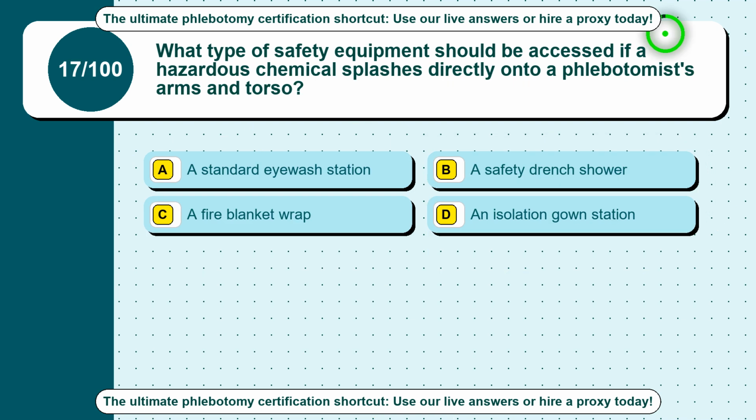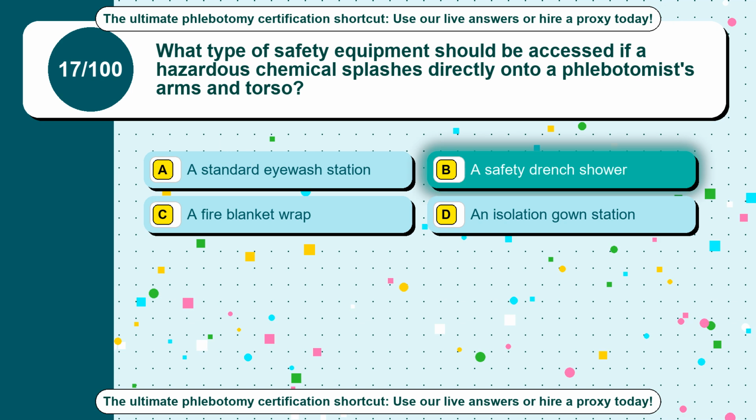Question 17. What type of safety equipment should be accessed if a hazardous chemical splashes directly onto a phlebotomist's arms and torso? Option A. A standard eye wash station. Option B. A safety drench shower. Option C. A fire blanket wrap. Option D. An isolation gown station. The correct answer is option B.